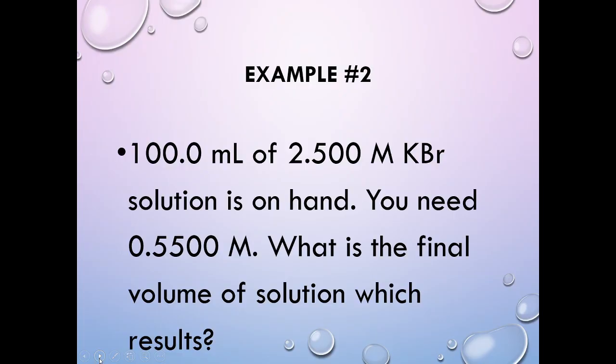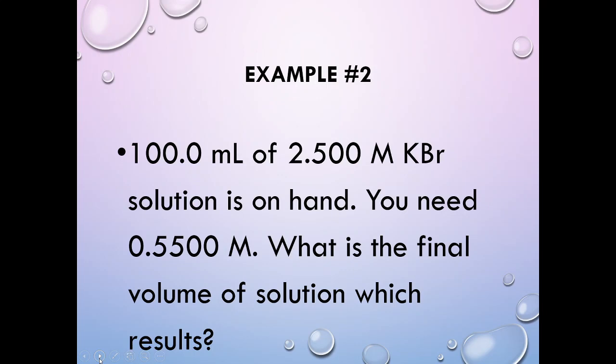So this is our next example. 100.0 milliliters of 2.5 molarity potassium bromide solution is on hand. You need 0.5500 molarity. What is going to be the final volume of the solution that results?